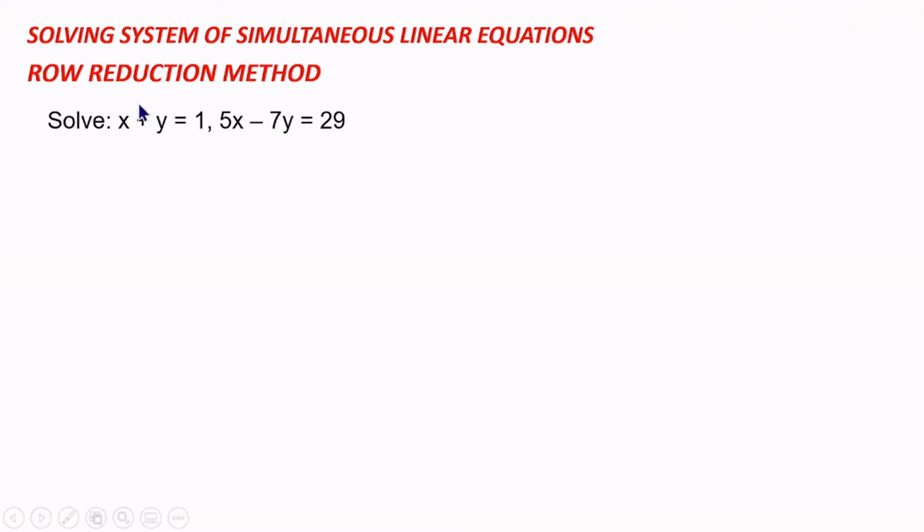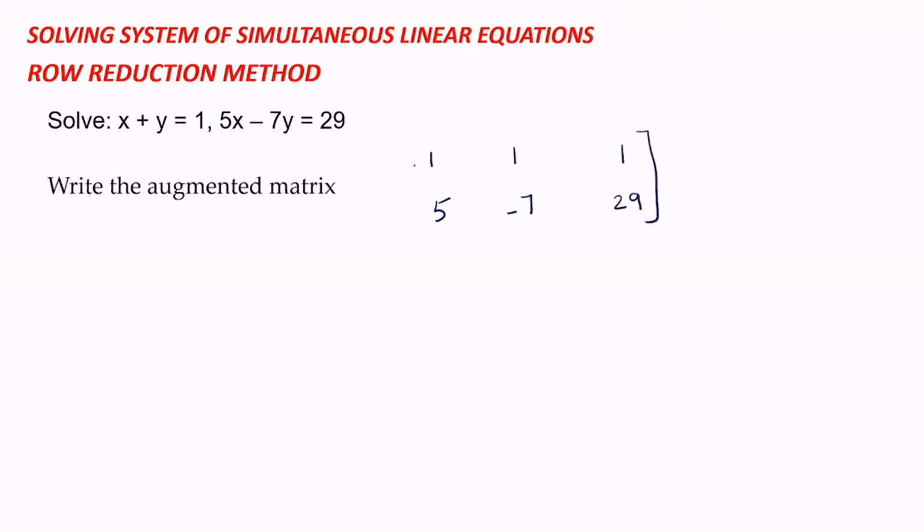The next one is the row reduction method. Suppose we have to solve this system of linear equations: x plus y equal to 1, 5x minus 7y equal to 29. The first step is to write the augmented matrix. We write the coefficient of x of the first equation, the coefficient of y of the first equation and then the constant term. Then the coefficient of x of the second equation, the coefficient of y of the second equation and then the constant term of the second equation.